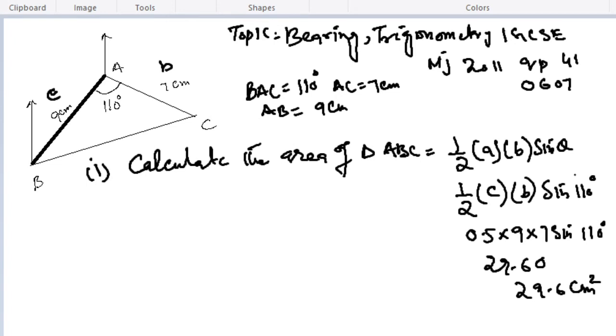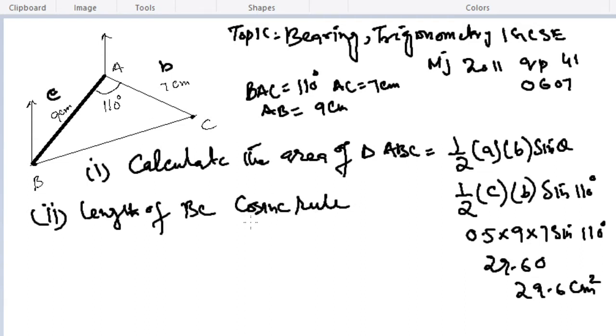Now, what is the second part of the question? They say calculate the length of BC. Okay, how to find the length of BC? Part 2 is the length of BC. This is the BC side, B is here and C is here. Now the BC side is unknown, AB side is known, AC side is known, and the angle between AB and AC is also given there, which is 110. We can use the cosine rule here.